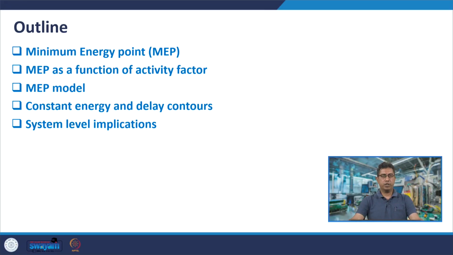And we will also discuss that for a given speed of the circuit, what is the minimum energy that you can achieve. So, that we will do next after we derive the minimum energy point model, and we will discuss system level implications of this minimum energy point, how it would move, how it would change with architecture, with temperature, etc.